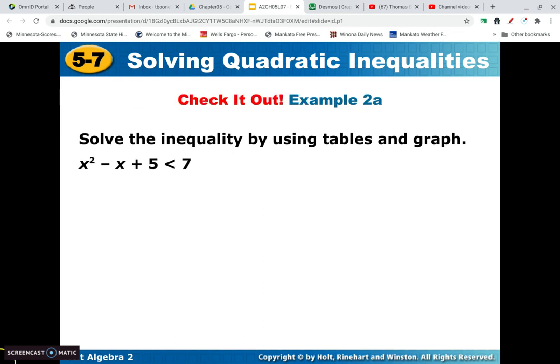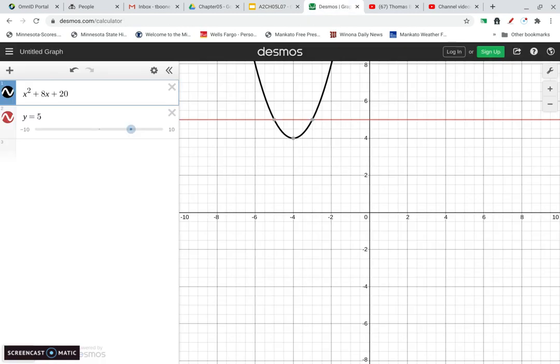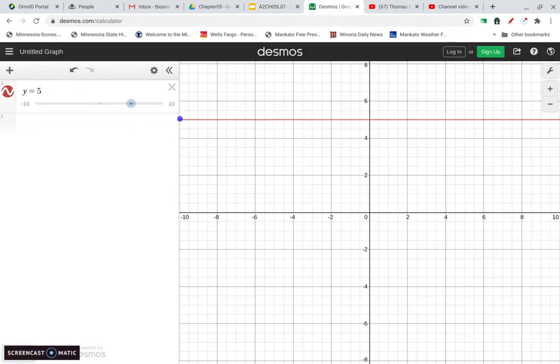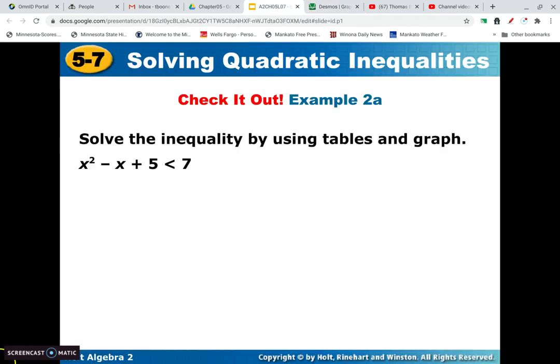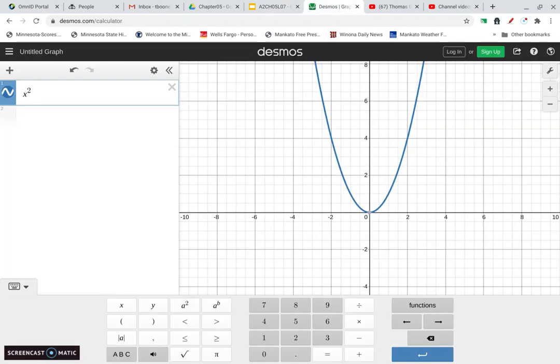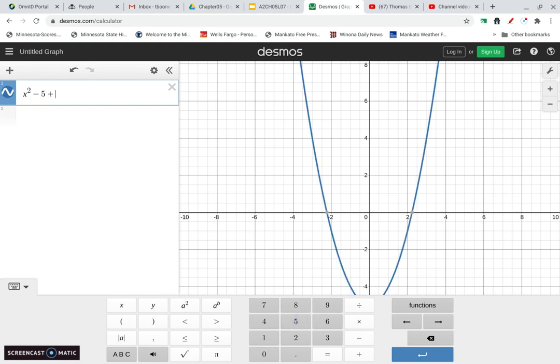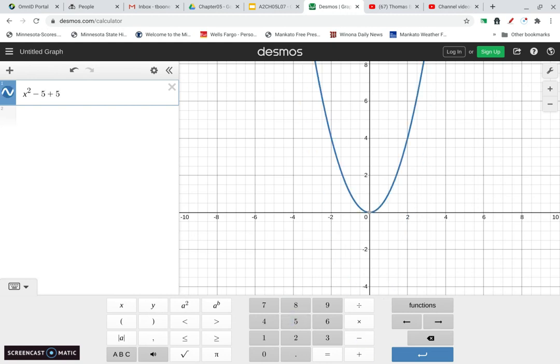All right, let's try this one again using tables and graphs: x squared minus x plus 5. So let's do that. x squared minus x plus 5. Whoops, I got that wrong, didn't I? Minus x plus 5. There we go.